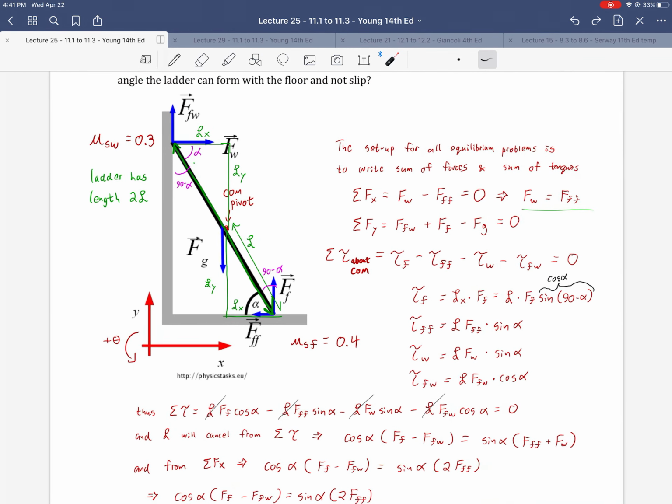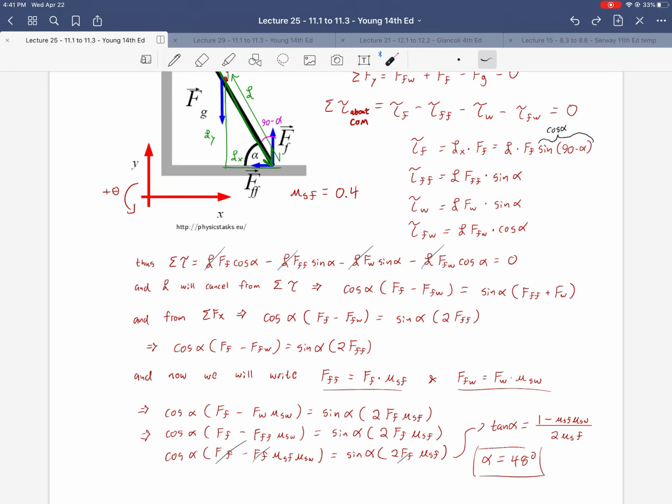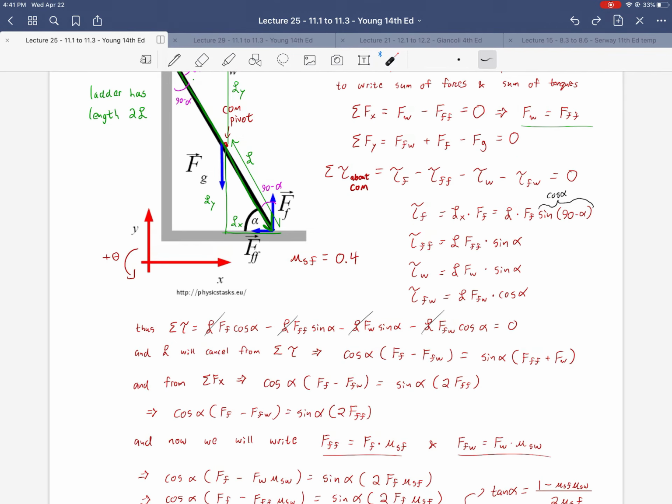L will cancel. That cursive L just represents half the length of the overall ladder. The total length is 2L, but I wanted my variable to be L for ease of solving. So then it simplifies to cosine alpha, times, I have a lot of F's, F_F minus F_FW, which is the normal force of the floor minus the friction force of the wall. That's all times cosine of alpha, once I did all my components. And then on the right-hand side, because I'm going to add it to the other side, I got the sine of alpha, and then friction force of the floor, and then normal force of the wall.